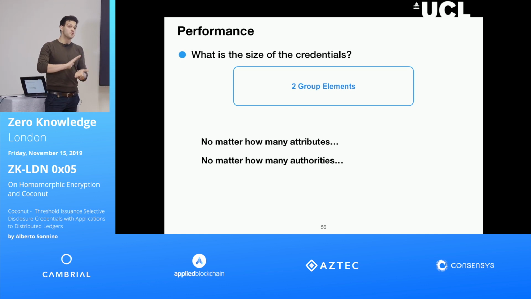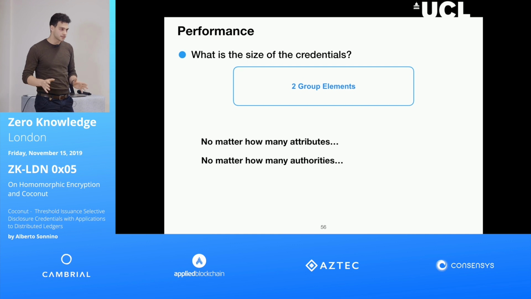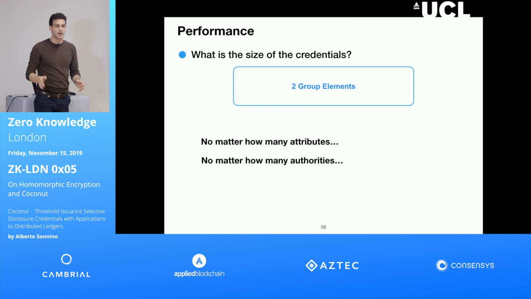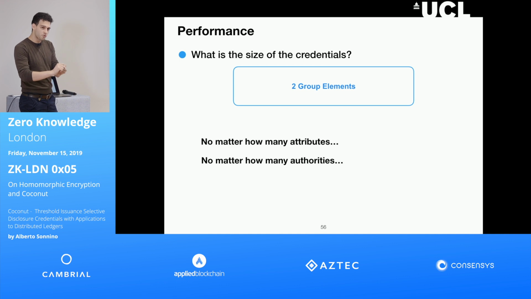However, when you prove knowledge of your credentials, you incur the cost of your zero-knowledge proof system. So if you have proofs that are constant size, then sure, you benefit from constant size attributes and constant size authorities as a whole. But if you use a Sigma protocol, as in our prototype implementation, then proving the zero-knowledge proof part is linear in the number of attributes. But the credentials themselves are just 2 group elements, whatever you do.